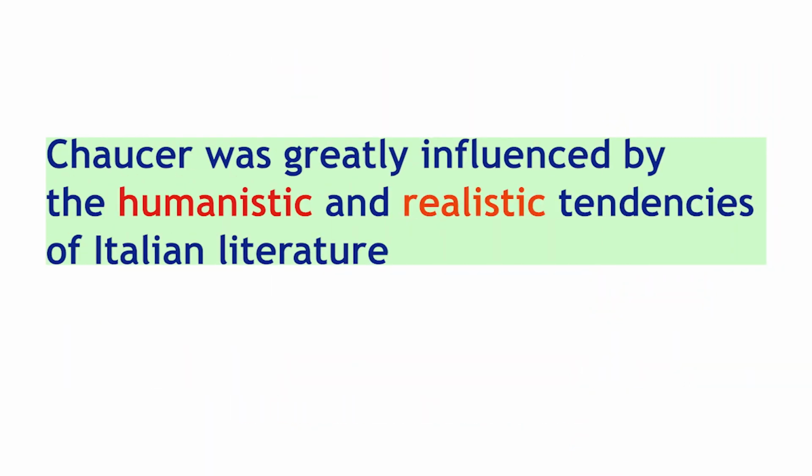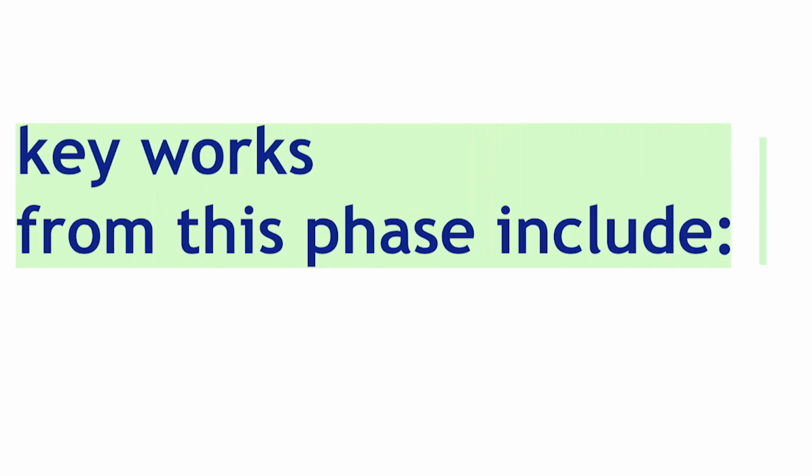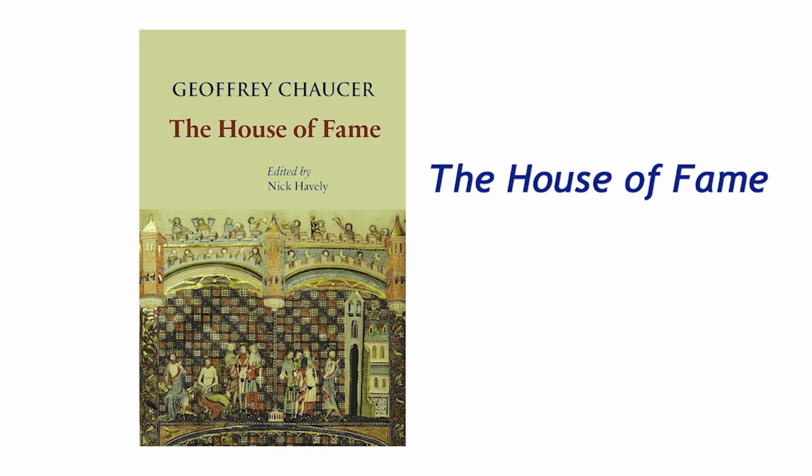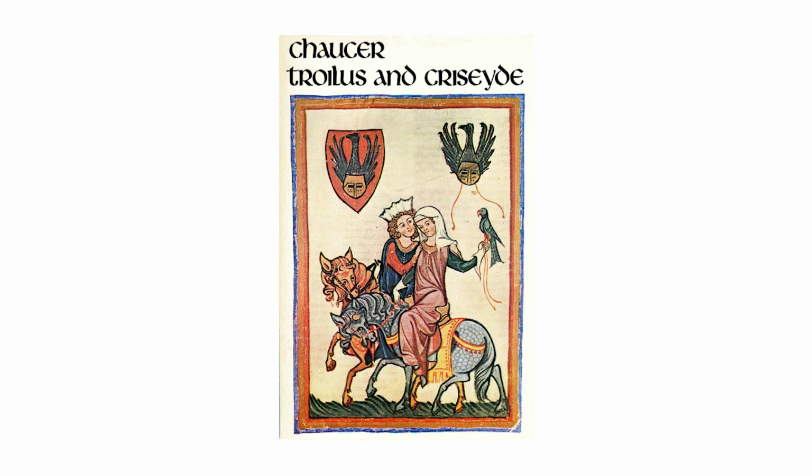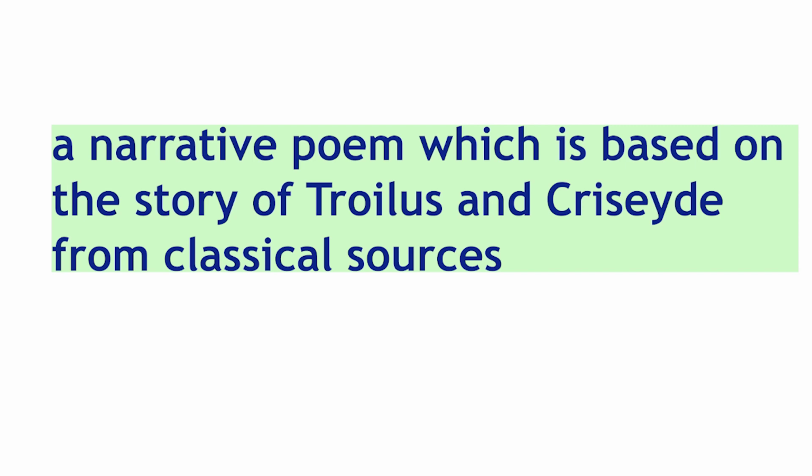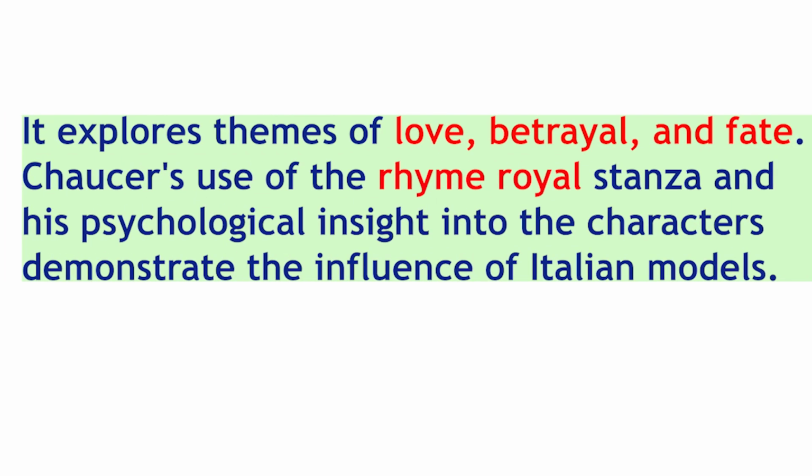Chaucer was greatly influenced by the humanistic and realistic tendencies of Italian literature. The key works from this phase include Troilus and Cressida and the House of Fame. Troilus and Cressida is a narrative poem based on the story of Troilus and Cressida from classical sources. It explores themes of love, betrayal, and fate. Chaucer's use of the rhyme royal stanza and his psychological insight into the characters demonstrate the influence of Italian models.